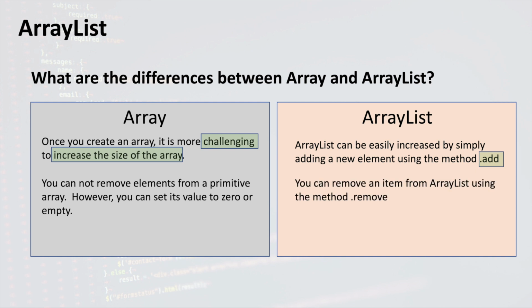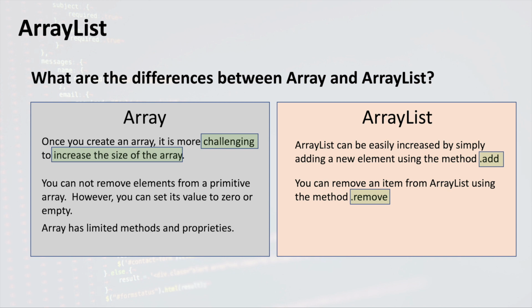But in ArrayList, as you expect, there is a method called .remove. And you decide which element you want to remove. Where is that element? Second, third, fourth, you know the index of that element. Then you can remove it just using .remove.